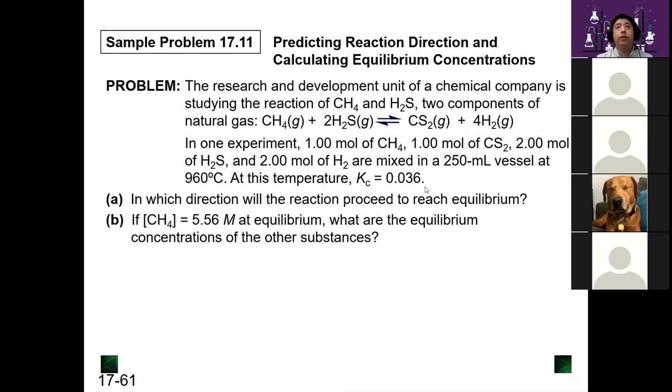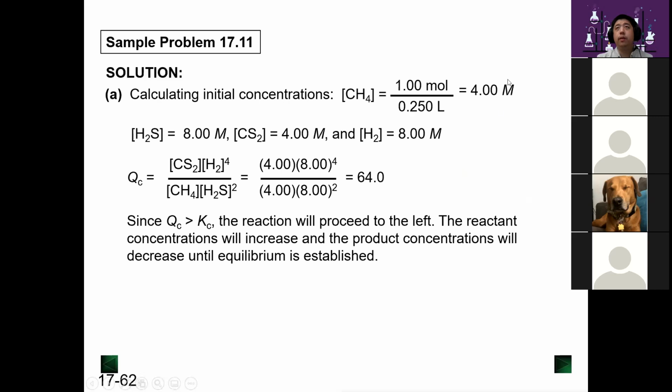Really quickly, you want to make sure you change all of these into molarity. That's the very first thing. Once you've changed them all to molarity, then you can calculate your Q value. You relate your Q value to the K value and determine whether this shifts to the left or right. So let's get that up. You get 4 molarity, 8 molarity, 4 molarity, and 8 molarity here.